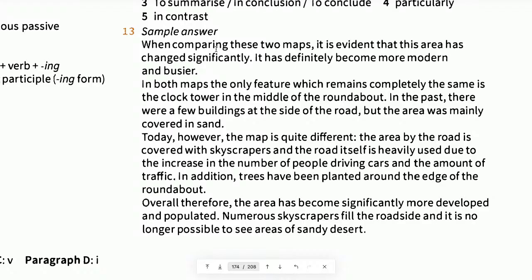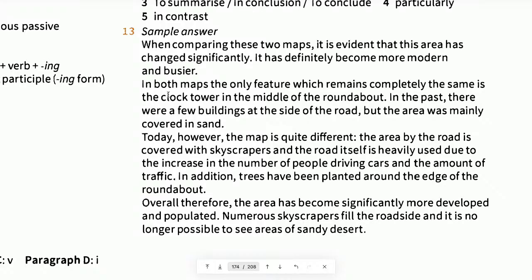In the introduction, you just introduce the two maps and you say it has changed significantly, and then you say it has definitely become more modern and busier. You already make a broad introduction about the two-day map already there, right? Now let's move on to the body. Here you see in the body they have two paragraphs, right? And let's see what they do in the first paragraph of the body.